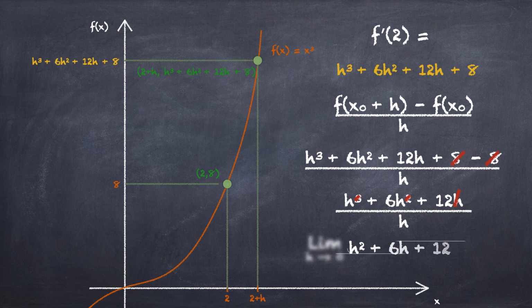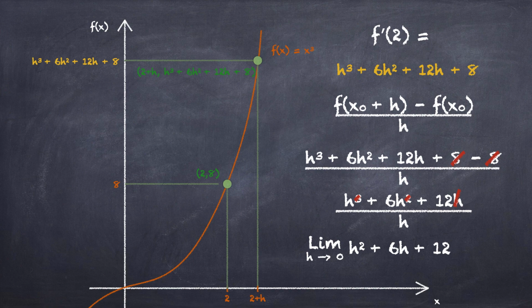H, and we're left with h squared plus 6h plus 12. Actually, when I was making this video, I was really confused about this last term. The reason is I forgot to put the limit as h approaches 0. So never forget that, or else you'd be really confused about this last expression.